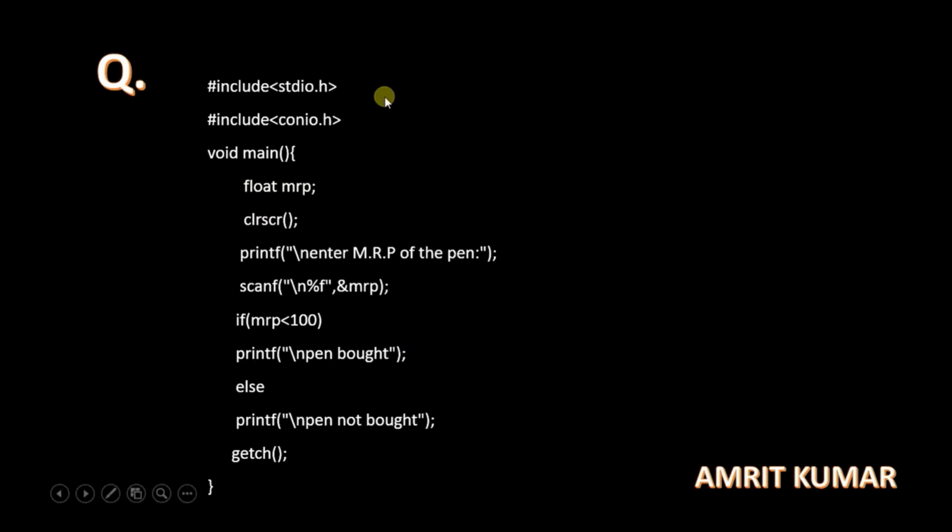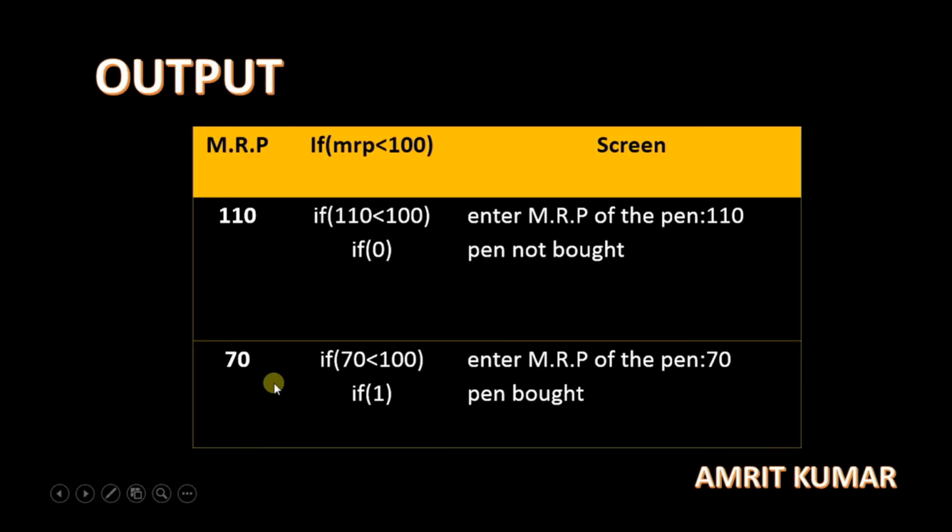If I am just talking about this example or this program, then I have to execute this statement, because this statement is going to carry the MRP that the user is going to give, and this will decide what will be printed. If the MRP is less than 100, then it is going to print pen bought, and if the MRP is greater than or equal to 100, then it is going to return us pen not bought. So this is our output.